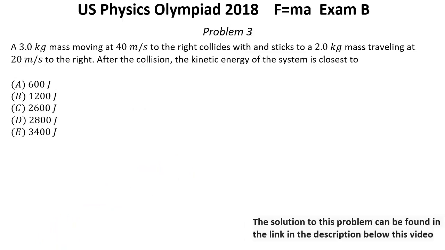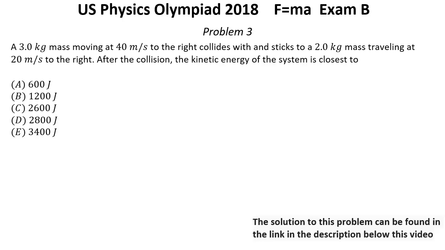Problem number 3. A 3 kg mass moving at 40 meters per second to the right collides with and sticks to a 2 kg mass traveling at 20 meters per second to the right. After the collision, the kinetic energy of the system is closest to.